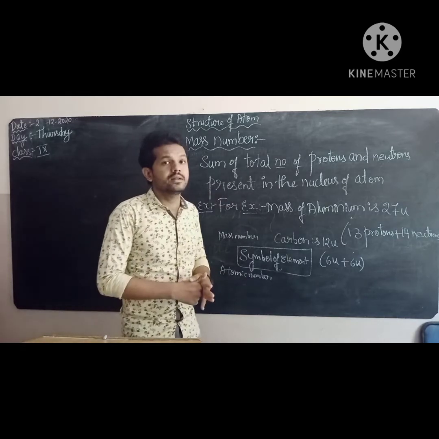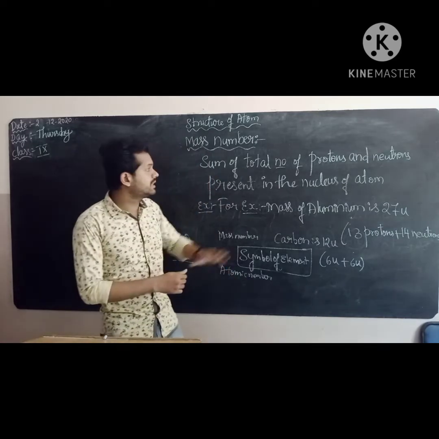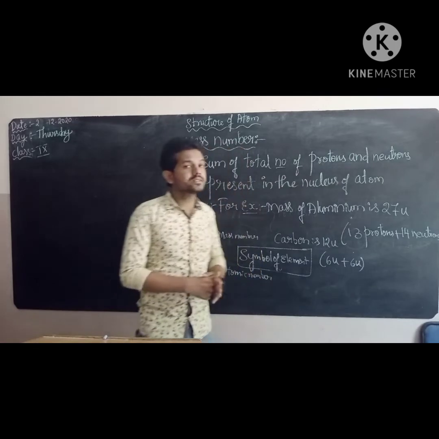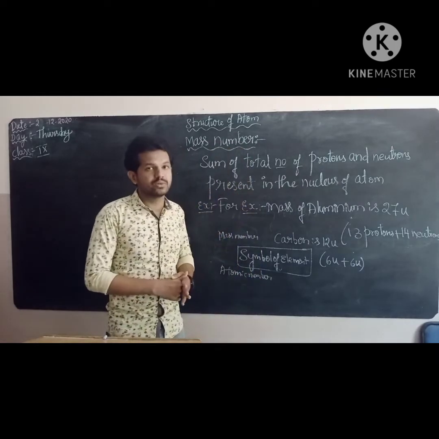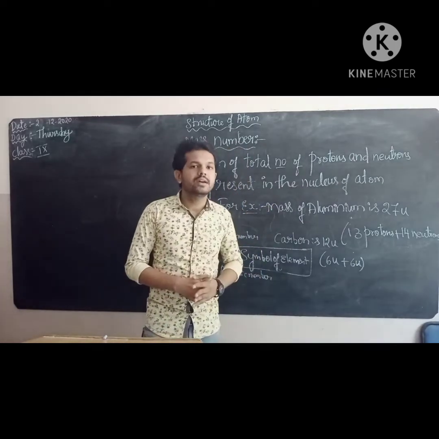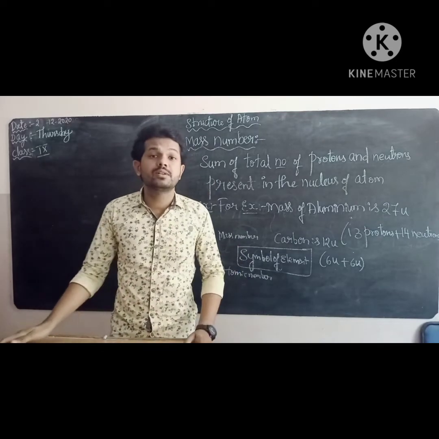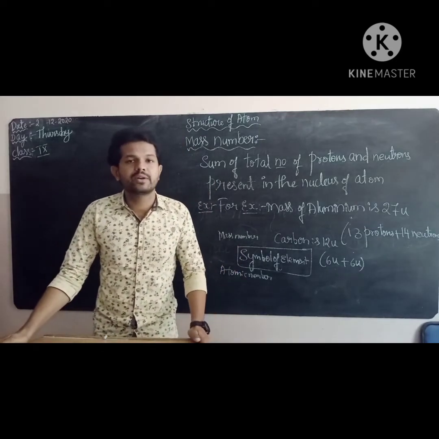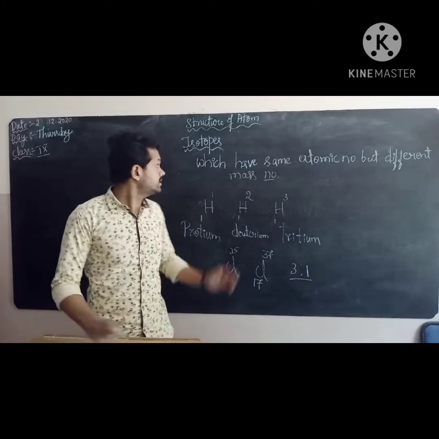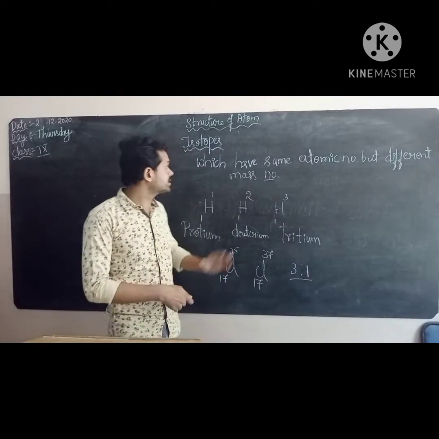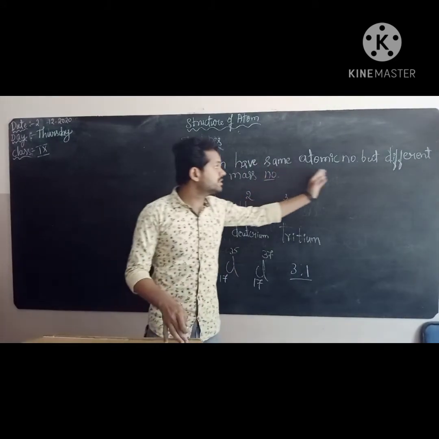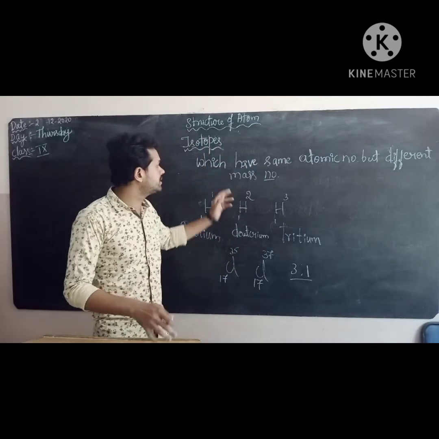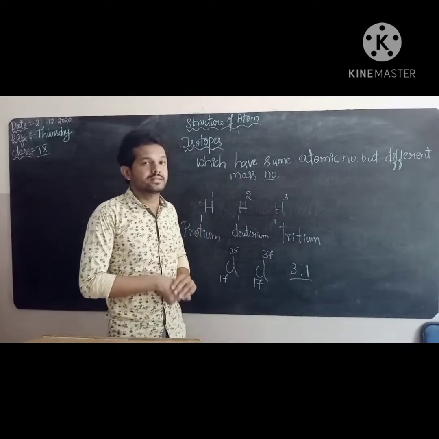Mass number, I will tell again, is nothing but the total number of protons as well as neutrons in the nucleus of an atom. You just go through your textbook, you have some more examples. Next is isotopes. Isotopes are nothing but atoms having the same atomic number but different mass number.